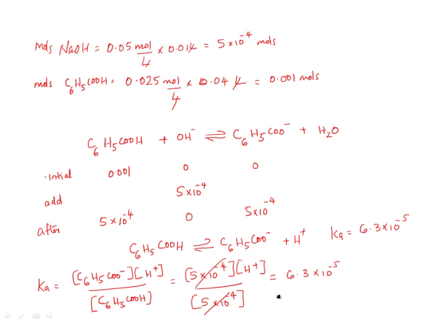So what is the pH? Negative log of 6.3 into 10 to the power negative 5. What should be that? Let's check whether we get the answer in the book.